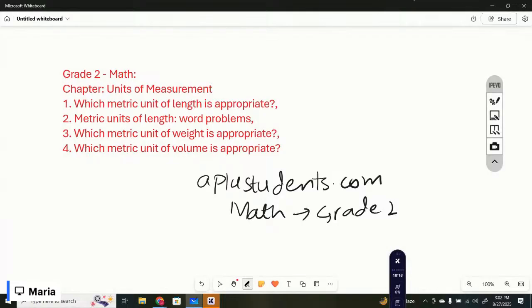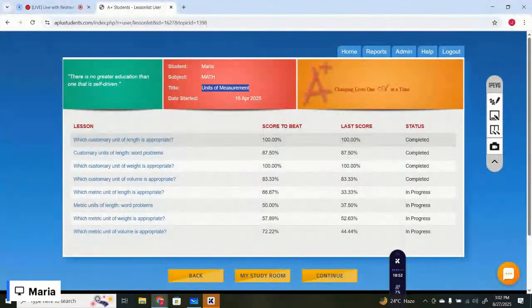The lessons we're going to cover today are which metric unit of length is appropriate, metric unit of length word problems, which metric unit of weight is appropriate, and which metric unit of volume is appropriate. So please make sure you have your notebook and pencil so that you can note down the important examples and definitions as well. Here I am on grade 2 math.